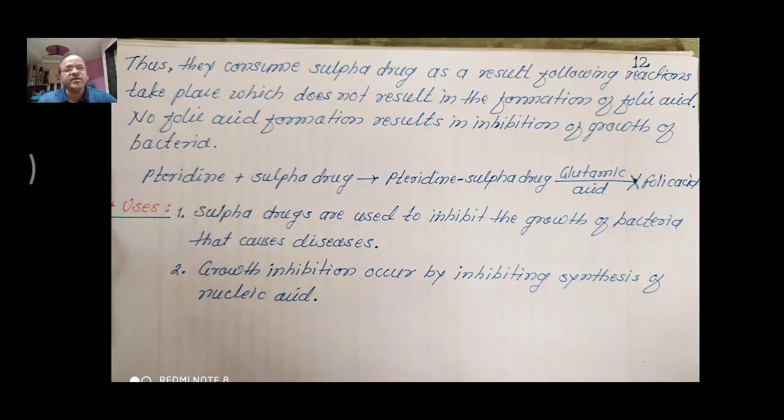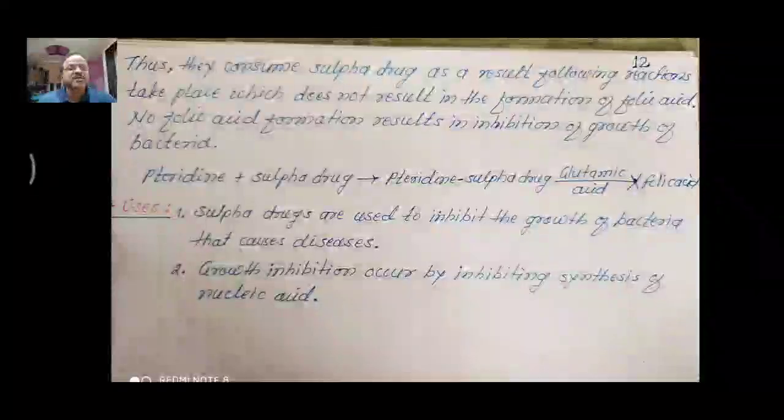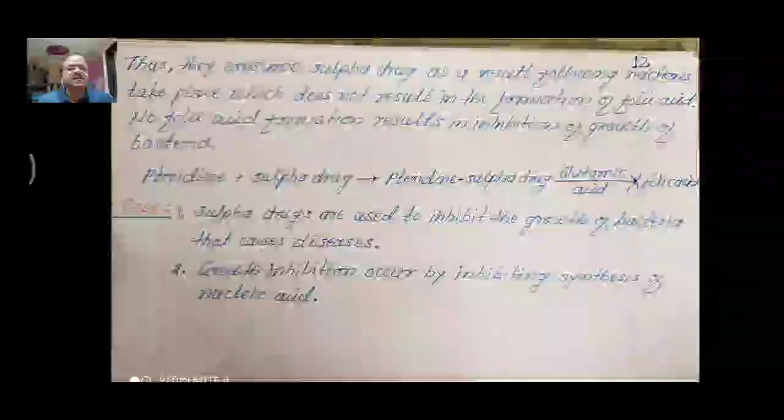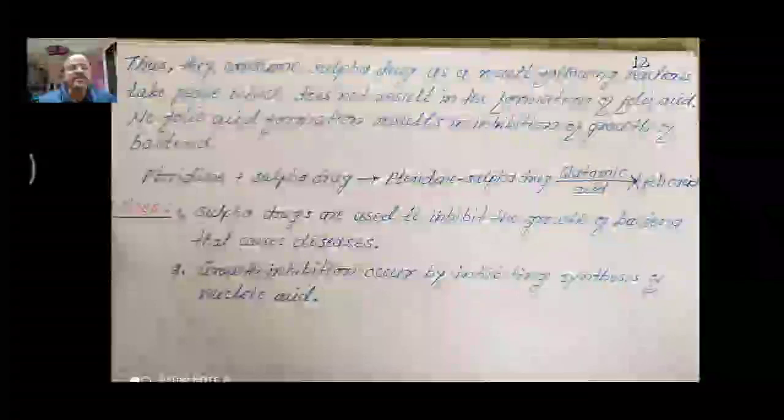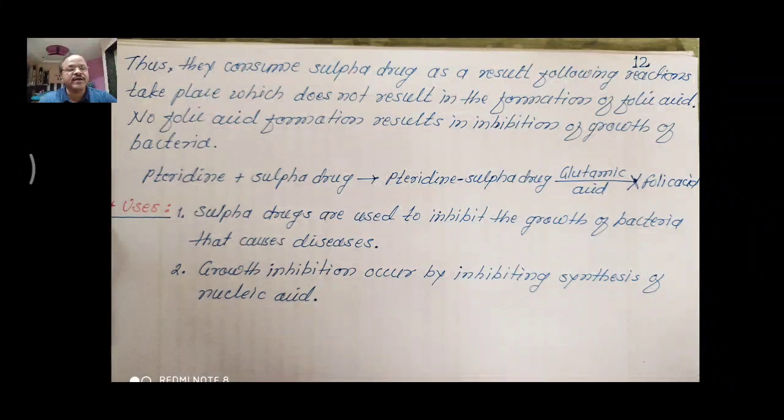So the use of sulfa drugs is to inhibit the growth of bacteria that cause diseases. Growth inhibition occurs by inhibiting the synthesis of DNA, that is nucleic acid. So this is about the sulfa drugs and the mechanism of action of sulfa drugs.